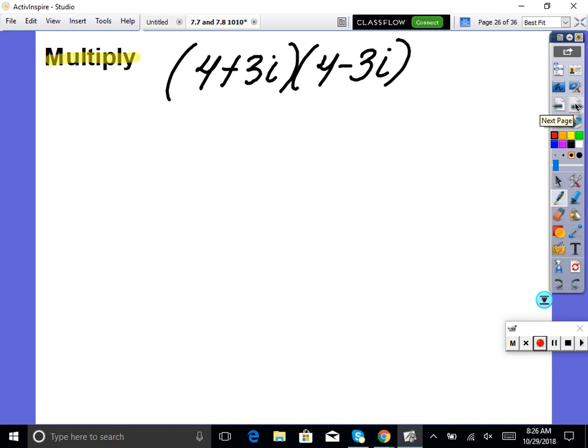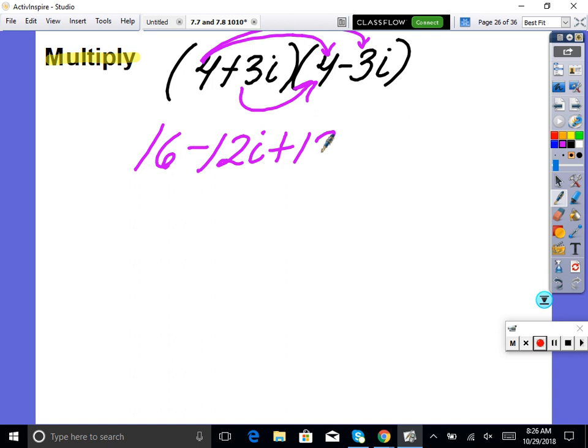Okay, so let's look at this one, because something interesting happens here. We have conjugates, don't we? That doesn't change what we do. We just multiply it out, but watch what ends up happening with conjugates. This is important to us. 4 times 4 is 16. Then we have minus 12i. Then we have a plus 12i, which makes sense because all conjugates will have a middle term cancel out. Then right here, don't mess it up. That's -9, and then it's i squared.